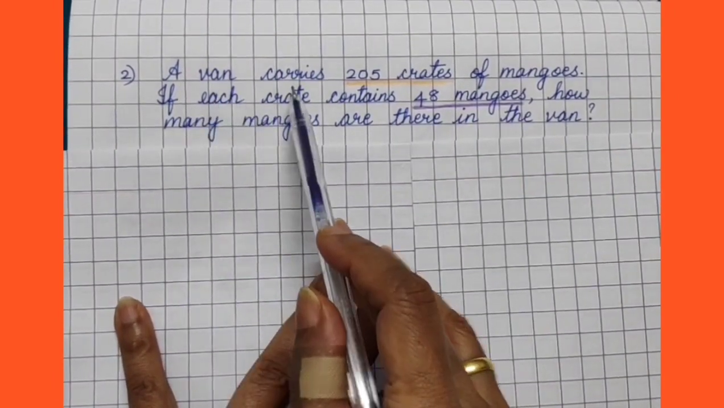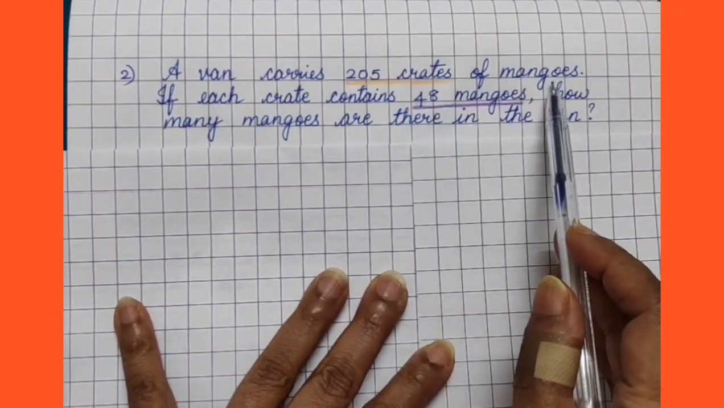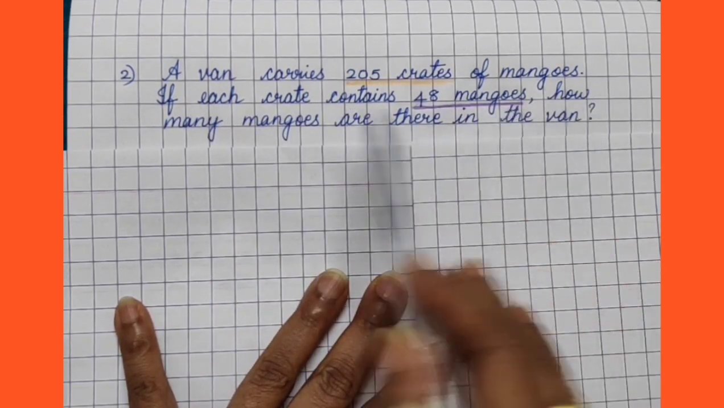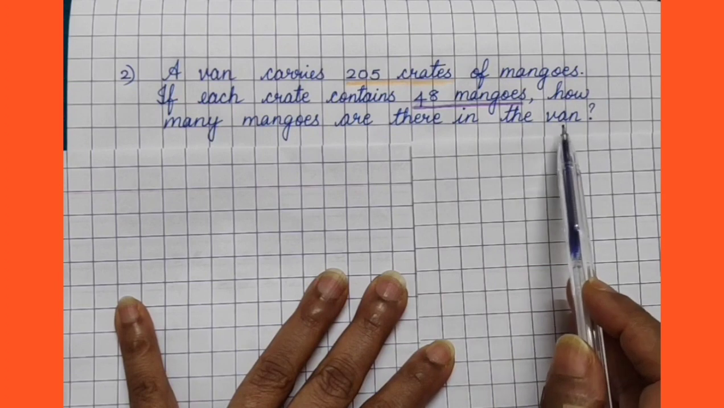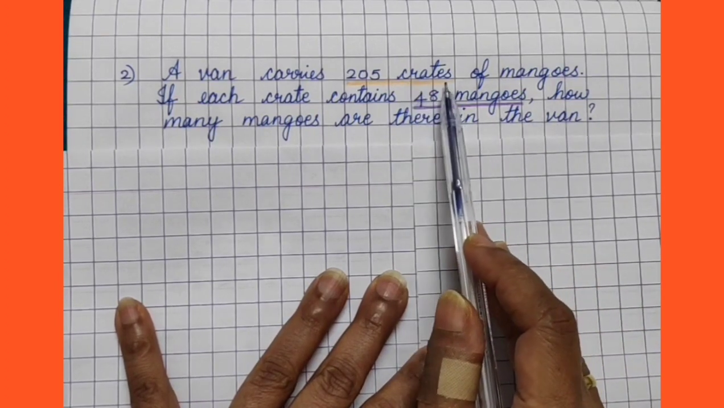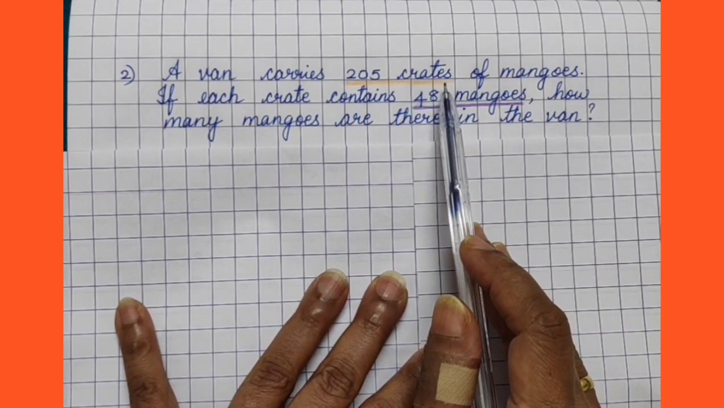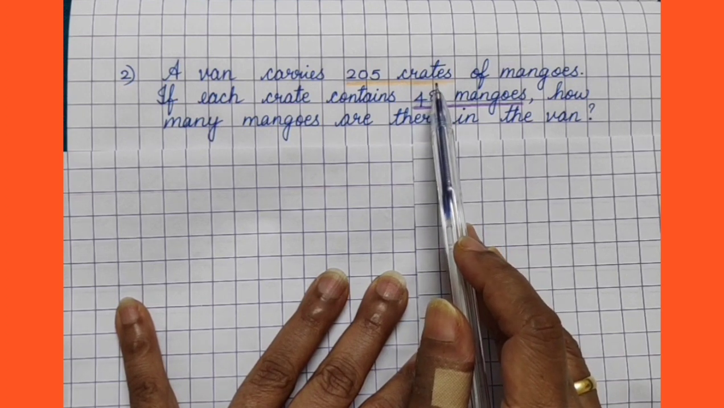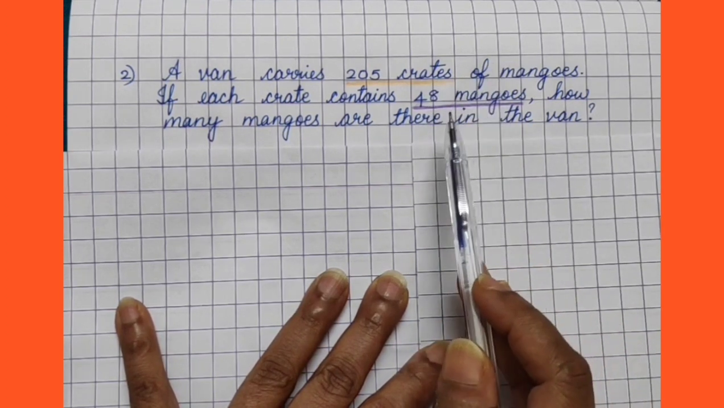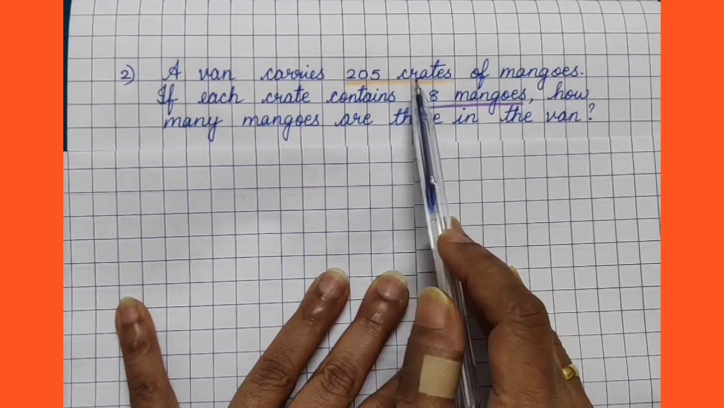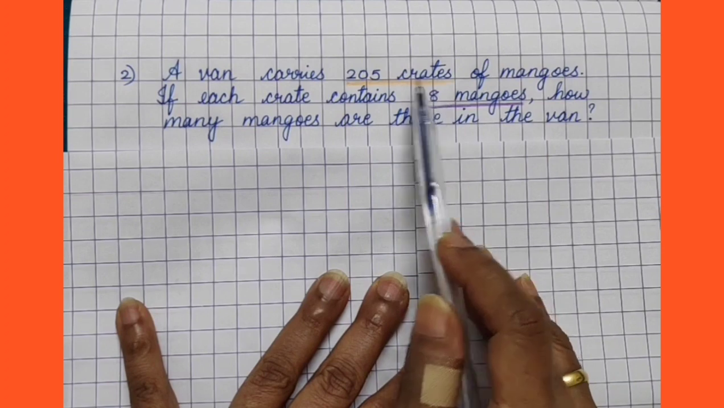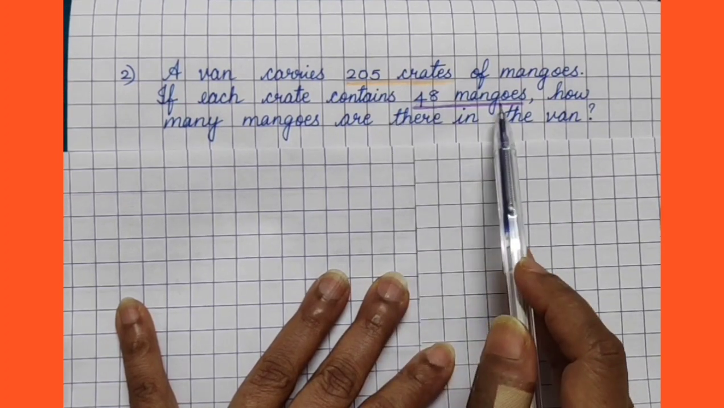A van carries 205 crates of mangoes. If each crate contains 48 mangoes, how many mangoes are there in the van? What do you mean by crates? Crates means boxes. You've seen that mangoes are packed in wooden boxes, or fruits or vegetables, whatever are packed in wooden boxes. So each box is called a crate. So there are 205 crates, and in every crate there are 48 mangoes.